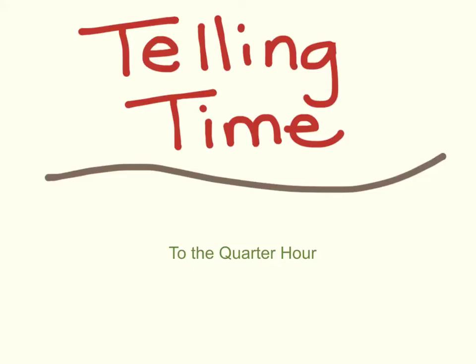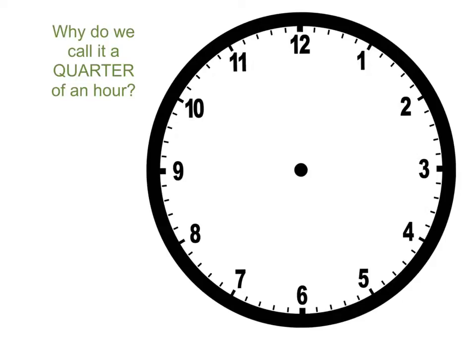So let's start talking about telling time to the quarter hour. In the past, you have learned to tell time to the hour and to the half hour. When we talk about time to the hour, we know that the minute hand is always on the 12, and the hour hand, the shorter hour hand, is pointing to one of the numbers on the clock. So, for example, 3 o'clock. That's time to the hour.